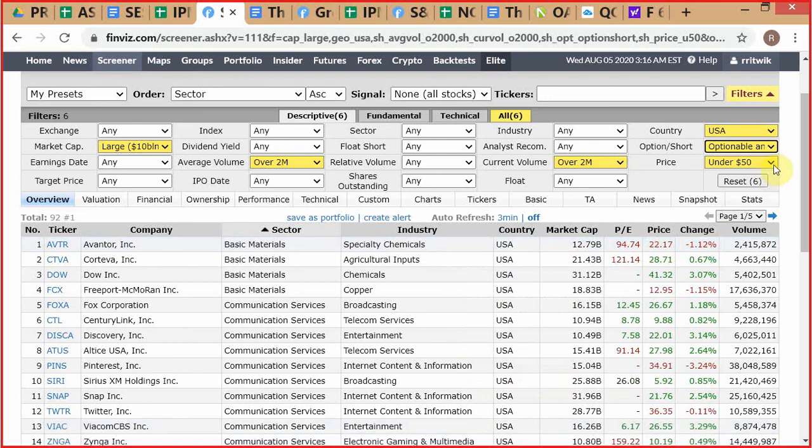So that's why I've chosen prices under $50, so that you can actually trade decent amounts with the $1 million capital available to you.